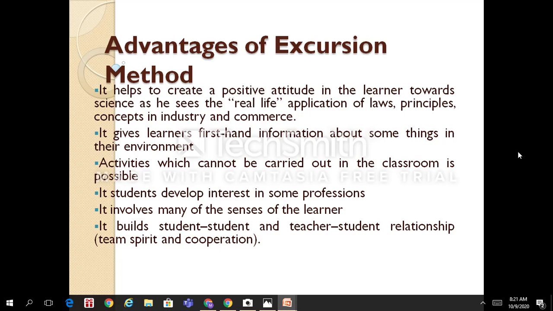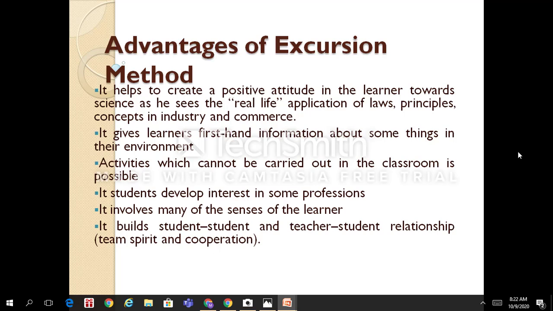Activities which cannot be carried out in the classroom become possible when you take them on excursion. It develops interest in some professions. That is, the student will develop interest in some professions. When they go to Coca-Cola, they may want to become an engineer that will be repairing machines in the industry. It involves many of the senses, like I said, of the learner.